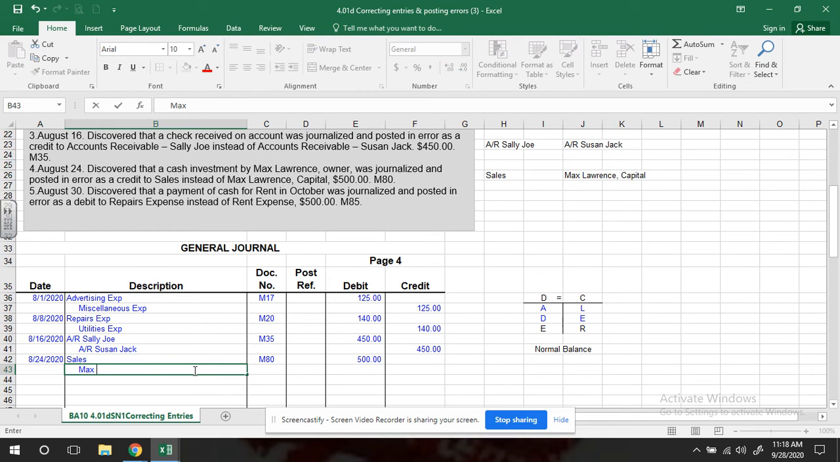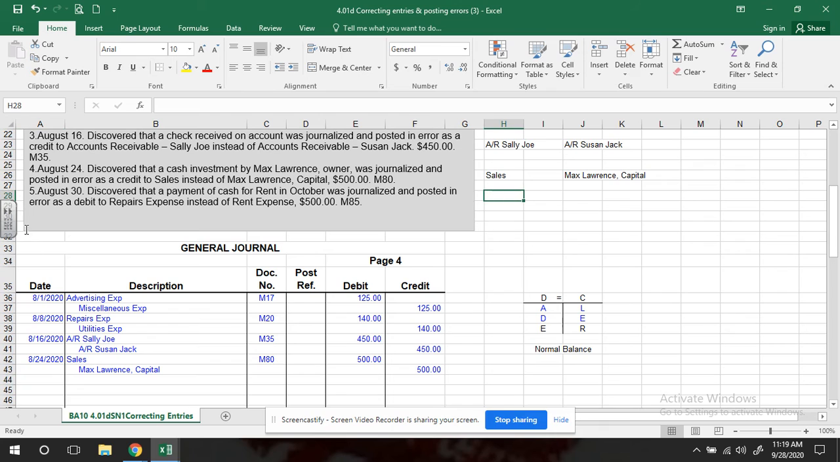And this has to go into Max Lawrence Capital. $500. Okay. I hope that makes sense. You have to let me know if it doesn't.